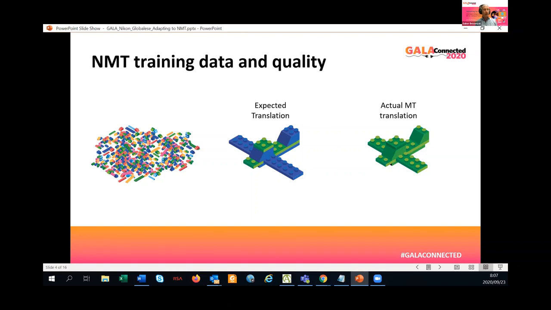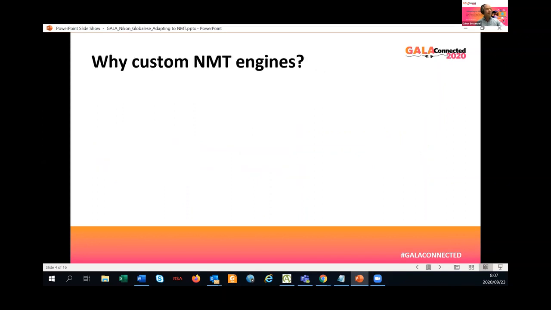Also take a look at the terminology and the consistency of your data. And don't be afraid to cut off some of your data if required. It might help. And yeah, could you please move the slide? And this is then my last slide.